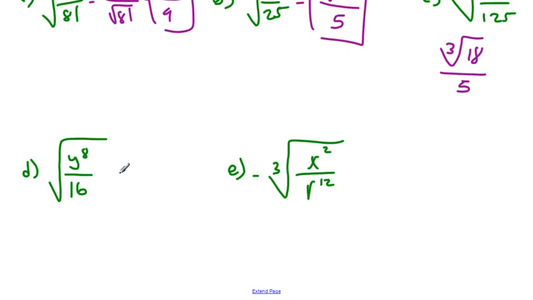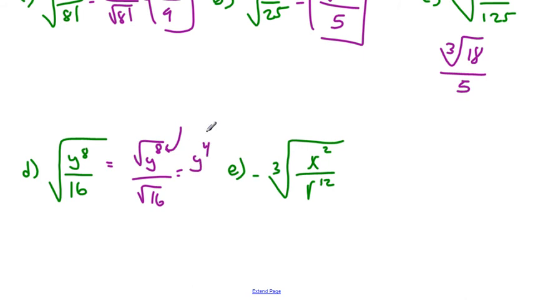Okay, so check this out. This is pretty rad right here. We know that this means the square root of y to the power of 8, and this means the square root of 16. See how this is y to the power of 8? Well, since that exponent is even, we could just divide it by 2 and say that's y to the power of 4.